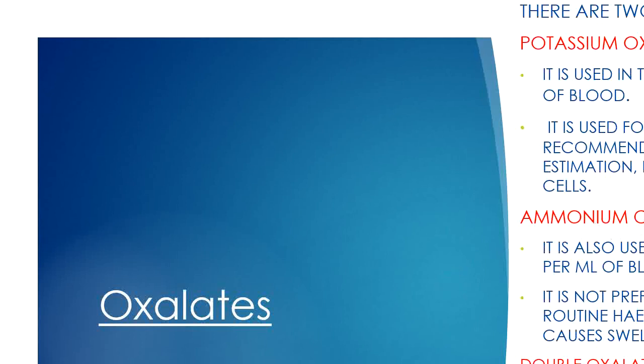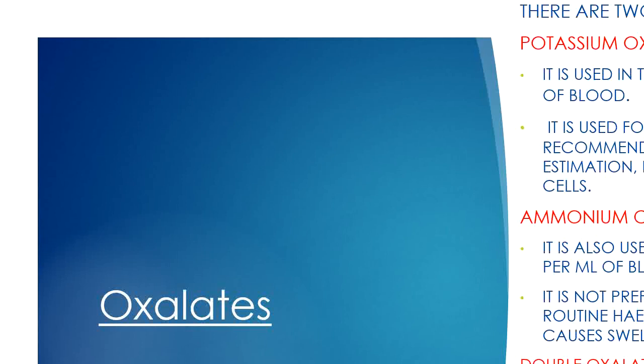Then ammonium oxalate. It is also used at a concentration of 2 mg per ml of blood. It is also not a preferred anticoagulant for routine hematological tests because of the swelling effect on cells. So to remove the shrinkage effect and swelling effect, we prepare double oxalate. Double oxalate is a combination of potassium and ammonium oxalate, a mixture in the ratio 2 to 3. Means 2 parts potassium, 3 parts ammonium oxalate.